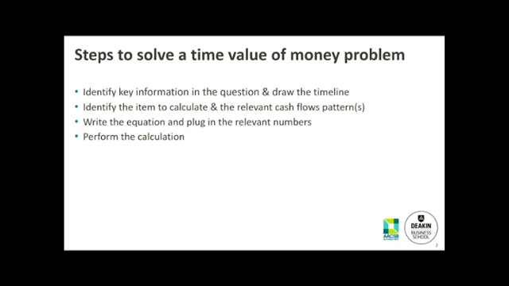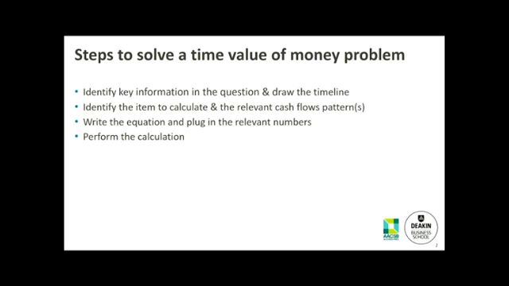Steps to solve a time value of money problem. What are the key steps? Step 1, identify the key information of the question, and most importantly, please make sure that you draw a timeline. Do you guys still remember? For each of the examples I showed you in the seminar, I showed you the timeline, right? Make sure you draw a timeline because you can count the number of payments and you know whether it is an annuity or ordinary annuity. And most importantly, even if you can't do it with the annuity approach, as long as you draw a timeline, you can always discount the cash flows one by one or compound them one by one. That's identifying key information.